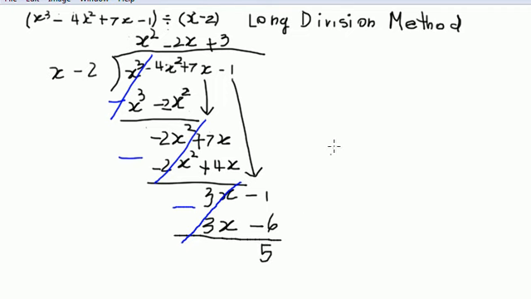which is the remainder. So we can actually write this division, this polynomial divided by this polynomial, as x squared minus 2x plus 3 plus a remainder of 5 over x minus 2.